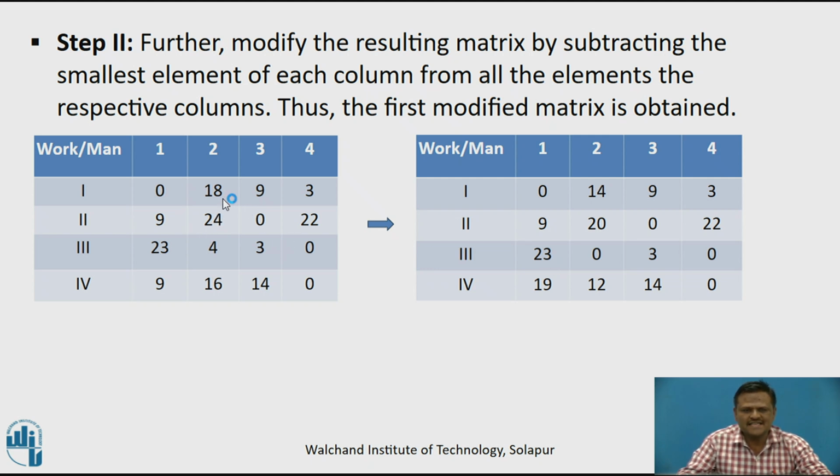And after that you can see in column number 2, the smallest element is 4. So subtracting 4 from all the elements of the second column, we get 18 minus 4, 14, 24 minus 4, 20, 4 minus 4, 0, 16 minus 4, 12. Like this, the other 2 columns are obtained. Now moving on to step number 3.